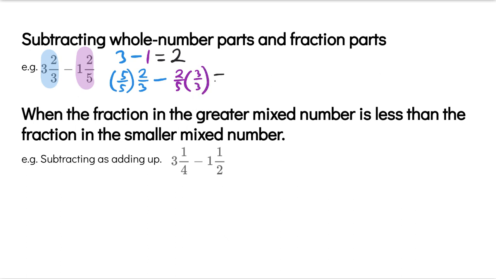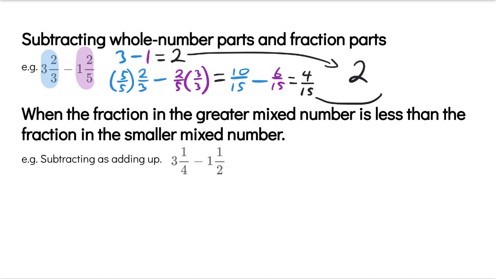Let's rewrite these. So now we have 10/15 minus 6/15. And that ends us up with 4/15. Now we've got a whole number part, which is 2, and we've got a fraction part, which is 4/15, and this is our final answer.